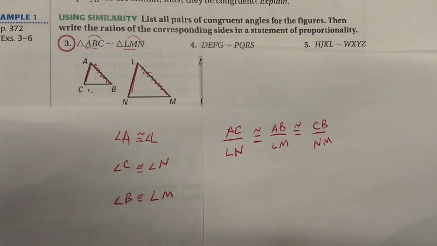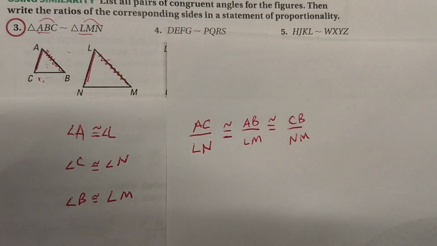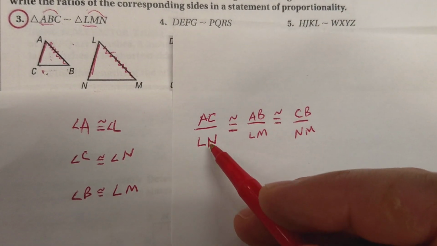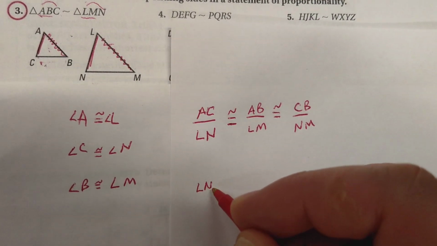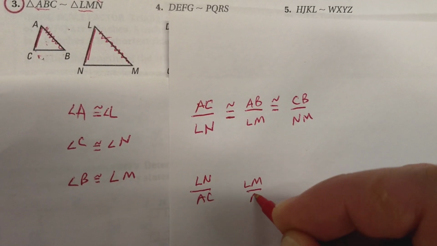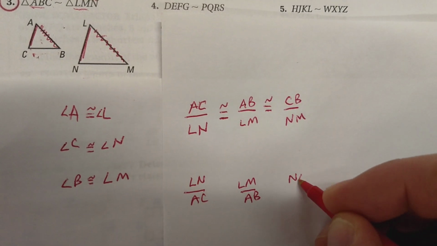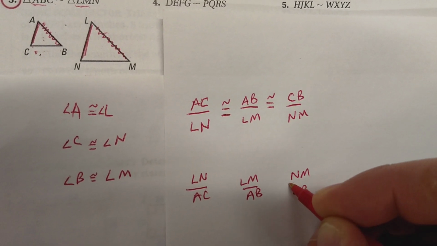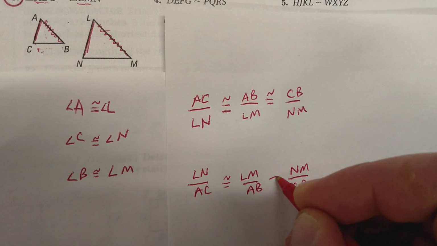And what we could have done, we could have written those in reverse. So we could have had the numerator as the denominator, and the denominator as the numerator. So we could have had LN over AC. We could have said LM over AB and NM over CB. That would all still be true as well.